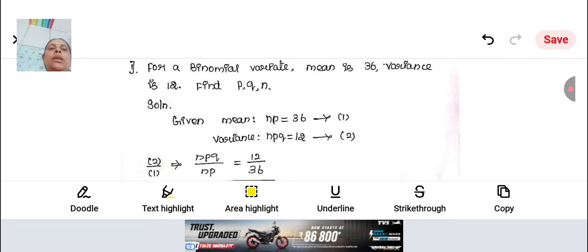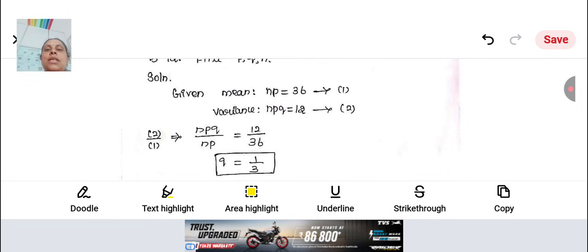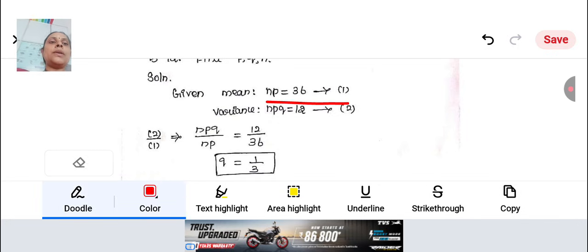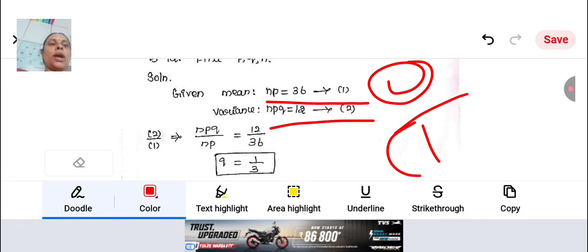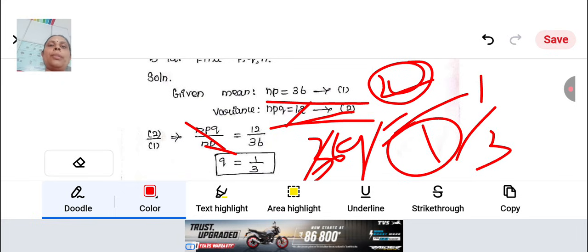So first we have to find the p value. We mark these as equation number 1 and equation number 2. Equation 1 is np equal to 36 and equation 2 is npq equal to 12. Then we divide 2 by 1, that is 12 divided by 36. After the cancellation, the answer is 1 by 3. Here np gets cancelled, so the q value is 1 by 3.